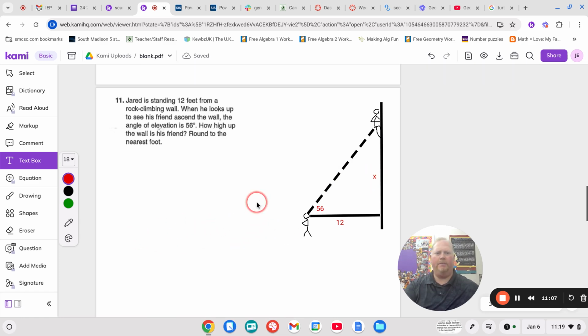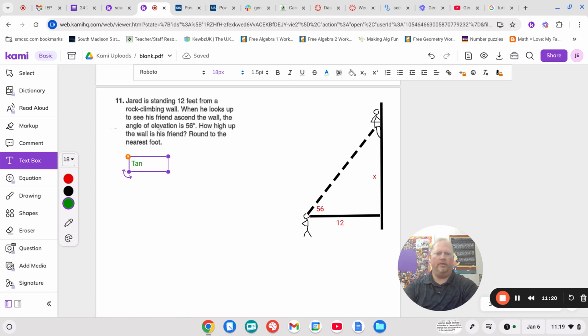So now that we've got everything in the picture, the angle is 56, x is the opposite, 12 is the adjacent. Opposite and adjacent makes tangent. So tangent of the angle, so tangent of 56 equals opposite over adjacent. So opposite is x, adjacent is 12. There's our equation. Tangent of 56 equals x over 12. X is in the numerator, so I just multiply by the 12. I don't do the switcheroo.